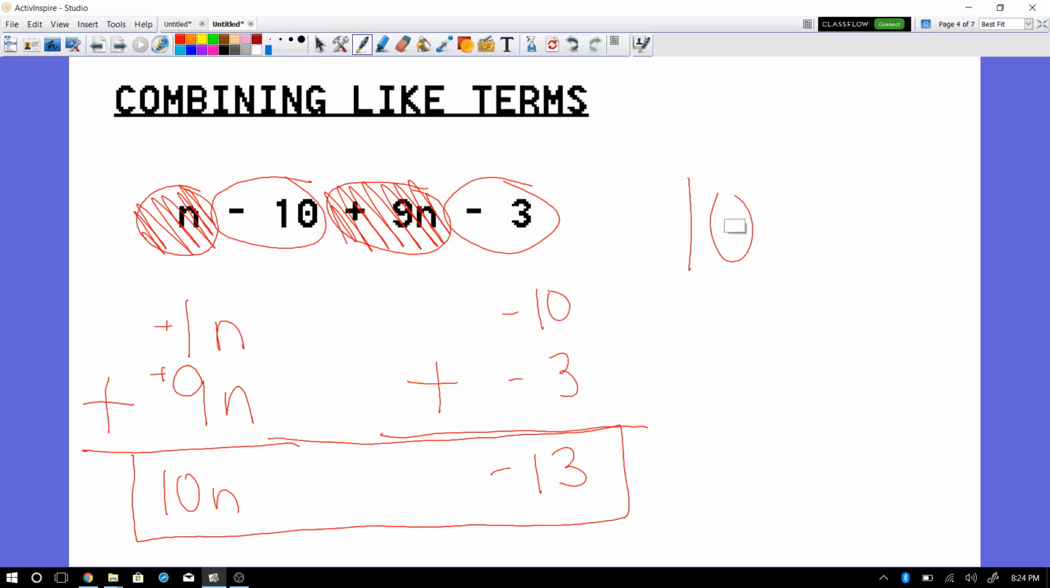If you want to rewrite that to where it looks a little more close together, that's cool too. 10n minus 13. Just combining the stuff that can go together.